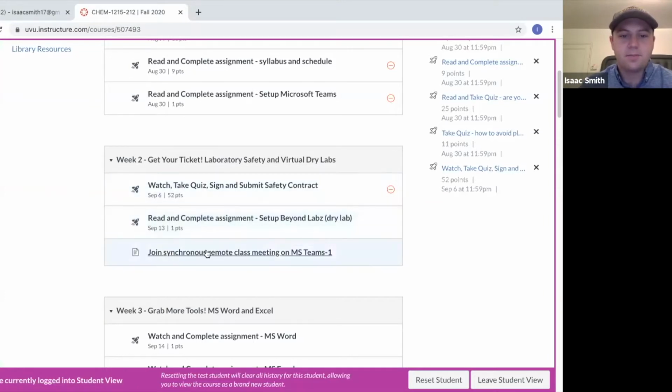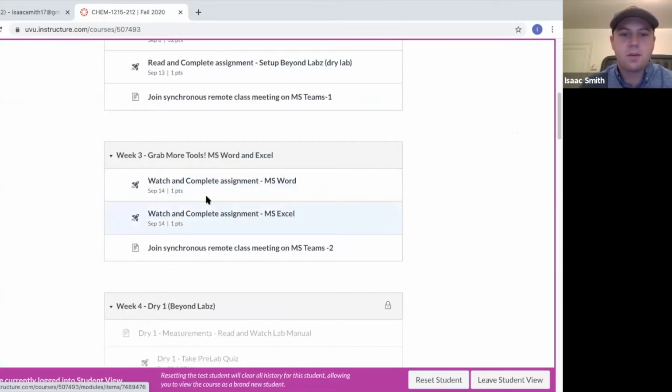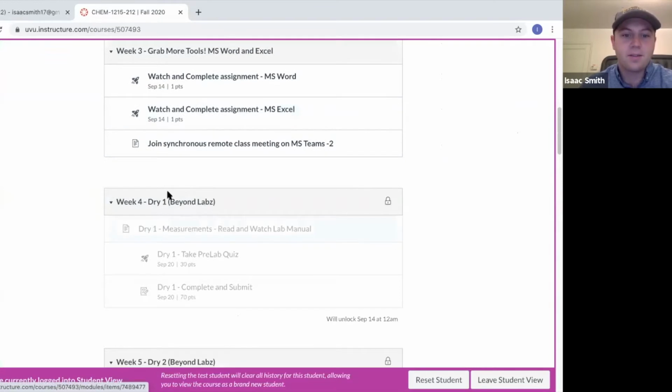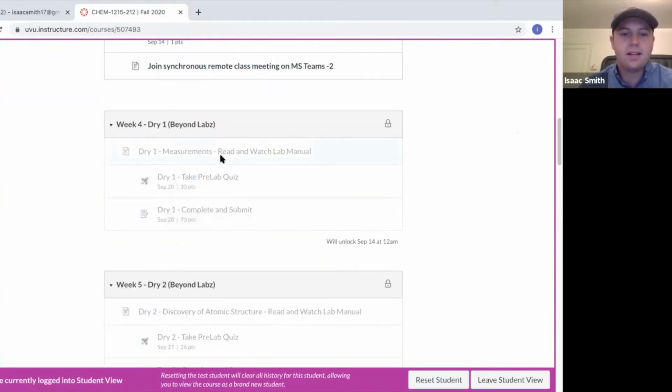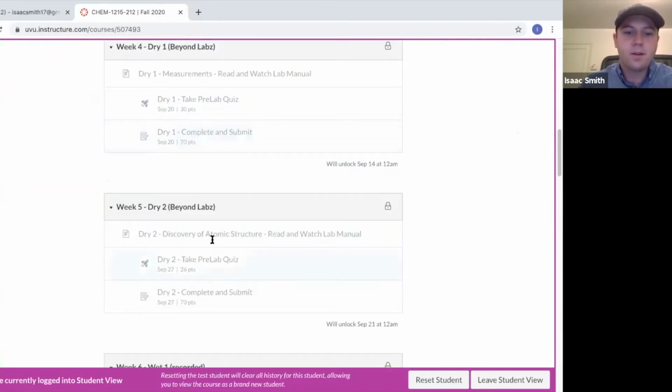Okay, so this week, right now, you have the Microsoft Word and Excel assignment. These are just two programs you're going to use throughout the semester, so I want to make sure you guys are comfortable with those. And then after this week, you can see we start our labs. And so you can see the process is pretty similar for all of them. You have the pre-lab quiz, and then you have the complete and submit, where you submit your lab notebook pages and your lab report.